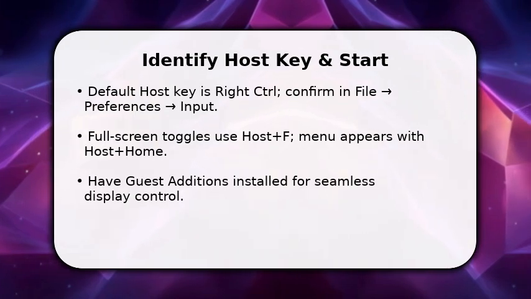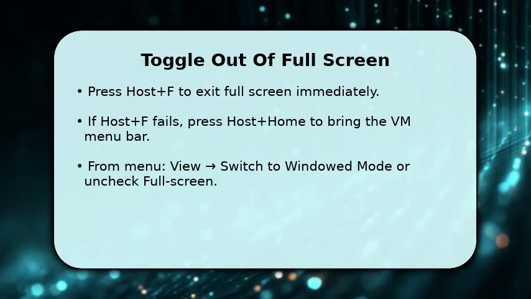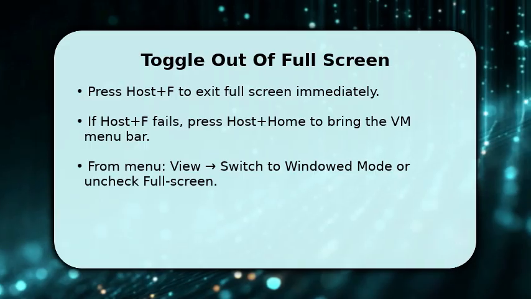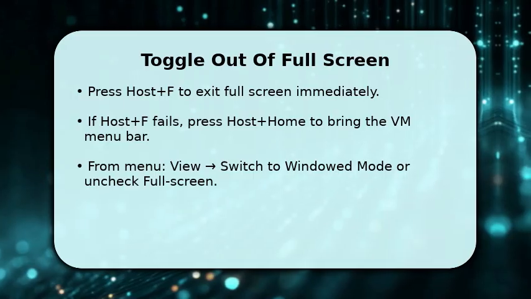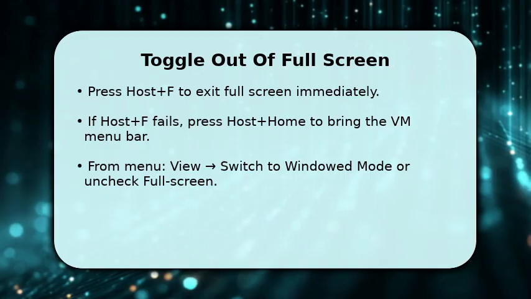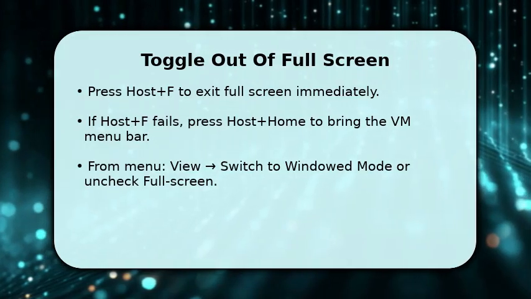Now you perform the core action. Press the host key plus F to exit full screen. This tells VirtualBox to restore the VM window so you can access the host desktop. If that key combo doesn't register, press host plus home to reveal the hidden VirtualBox status menu, and then navigate to View, right arrow, switch to windowed mode or deselect full screen.